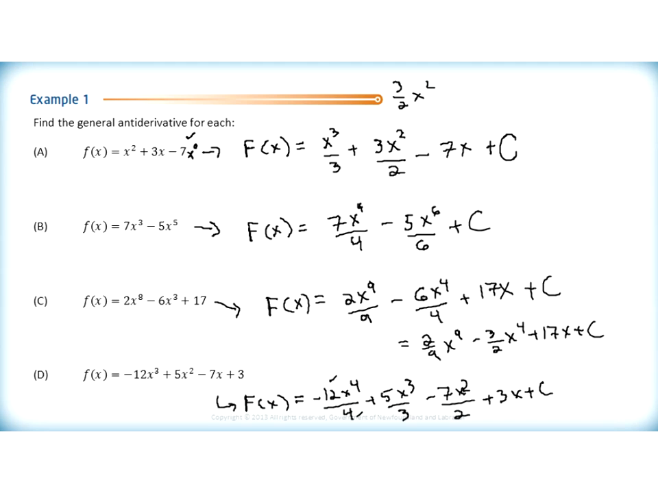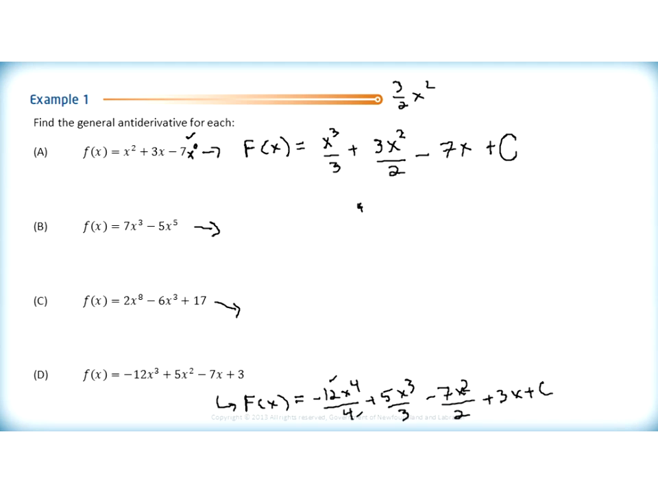All right, so let's just get some of this out of our way. So if I write this a little bit smaller now, or just write the last step, this could also be said to be equal to, instead of 12 over 4, that's negative 3x to the power of 4 plus 5/3 of x cubed minus 7/2 of x squared plus 3x and plus c. Okay? So there's the antiderivative of this last one right here.